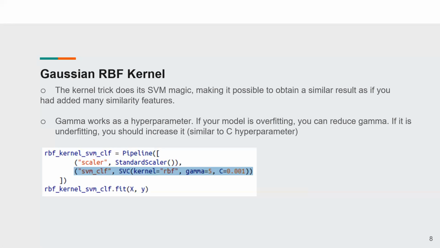And then just pay attention that if your model is overfitting, you want to reduce gamma. And if it's underfitting, you can increase it, which is very similar to the hyperparameter C. So when C is really large, you tend to make the road, the street, narrower, and reduce the overfitting problem.